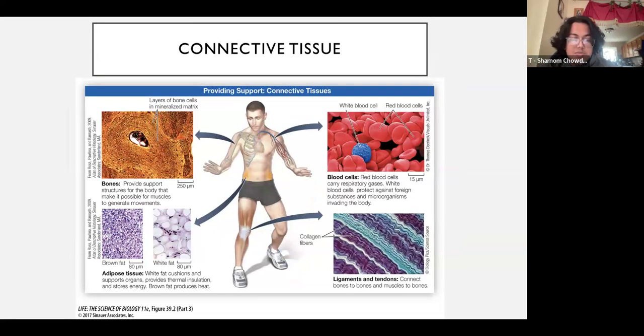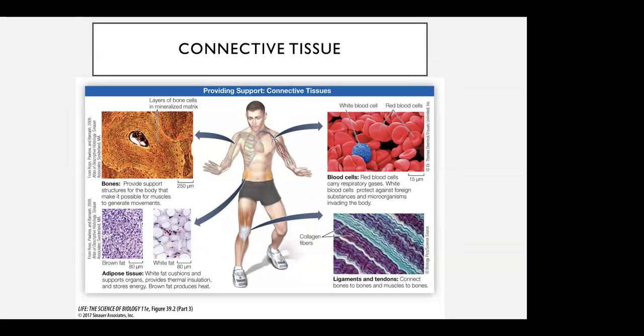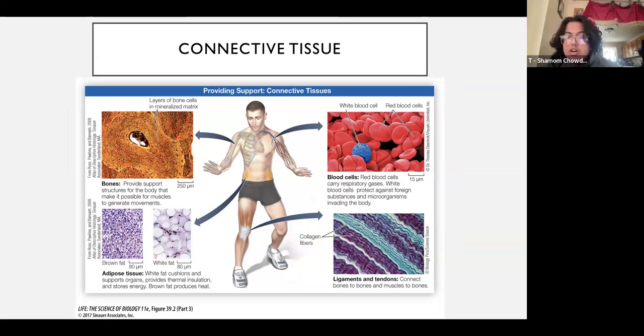Connective tissue: we have lots of different types of connective tissue. For example, your bones. Your bone helps provide support for your body, which makes it possible for your muscles to move. You have blood cells. Red blood cells carry oxygen and help transport it throughout your body. And then white blood cells are the protectors of the body, protecting against any foreign bodies or microorganisms within your body. Adipose tissue is fat, so it helps support the organs, helps provide thermal protection, and helps store energy as well.